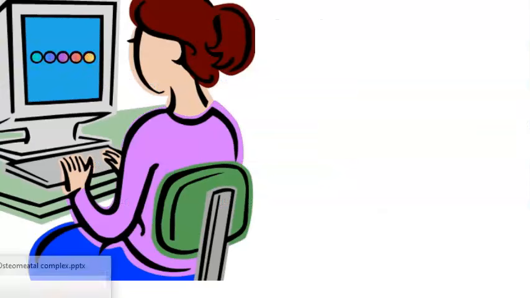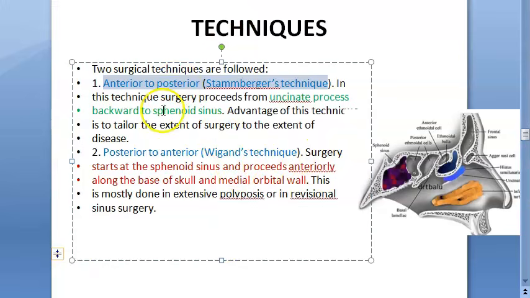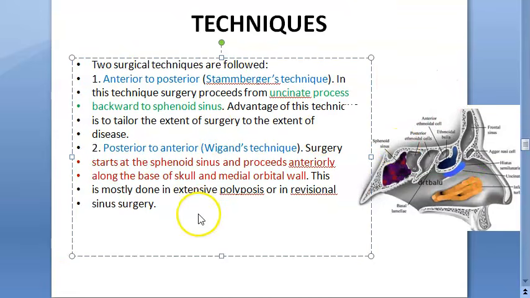The two techniques, guys, can you say what the techniques are? Yes, anterior to posterior, Stamberger technique, that is from the uncinate process to sphenoid sinus. Then you have the Wigand technique, which is posterior to anterior, that is from the sphenoid sinus. You will go along the base of skull and the medial orbital wall. This you will do if there is extensive polyposis and revision sinus surgery, or revising from back kind of a thing. Okay. Those are the two techniques.